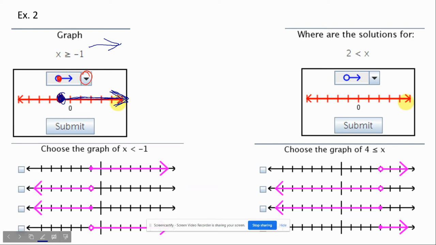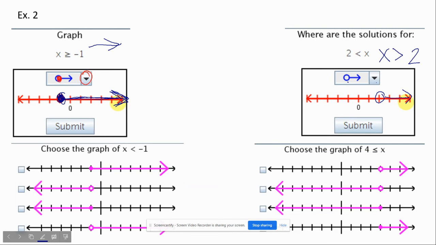For the next one, it says where are the solutions for 2 is less than x. Again, you want to flip that so your variable is on the left. Don't forget to flip your sign. You don't need to change the drop down because it is an open circle because it's strictly greater than. We don't want it to include 2. So we find 2, we click on that, and then it's shading again to the right. It's shading all the numbers that are greater than 2.